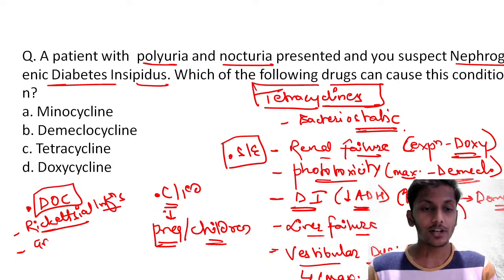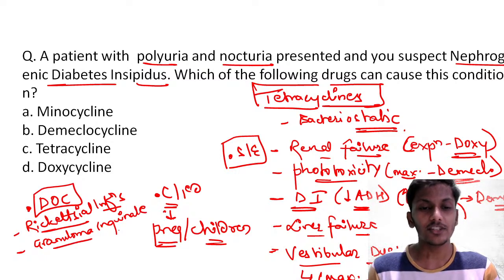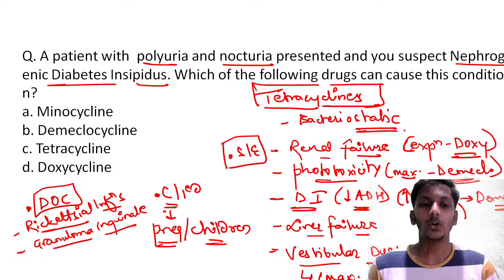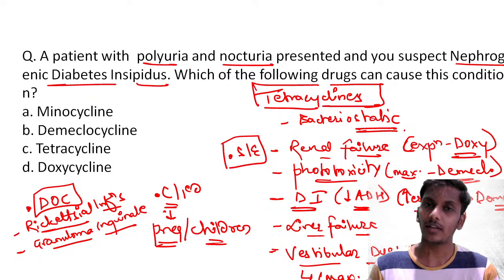Second, they are also drug of choice in cases of granuloma inguinale. This again you might have studied in your dermatology. Granuloma inguinale is a genital ulcer. It is an STD. Okay. And it is also known as donovanosis. For that also the drugs of choice are tetracyclines.